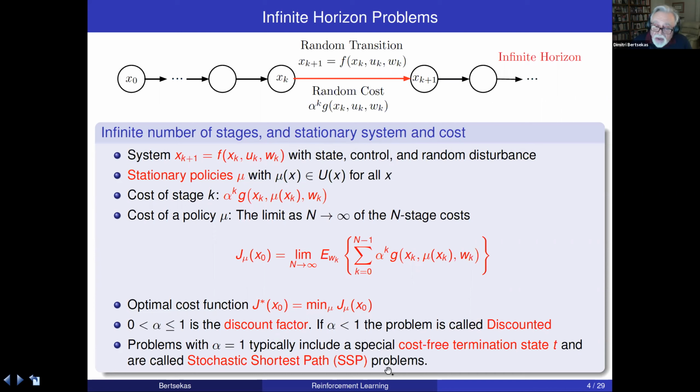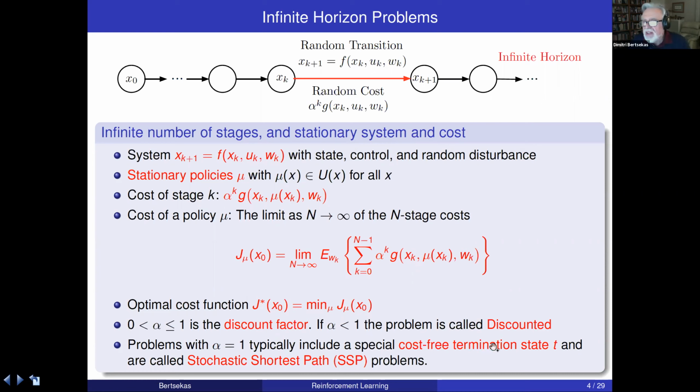So deterministic shortest path problems are a special case of this and provide some guidance as to what we can expect for their more difficult stochastic versions. And these are the two problems that we're going to be talking about: stochastic discounted problems and stochastic shortest path problems. And moreover, we're going to focus on a finite number of states and finite number of controls. This simplifies the analysis a great deal.